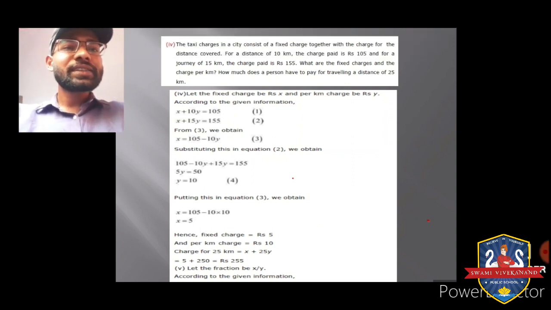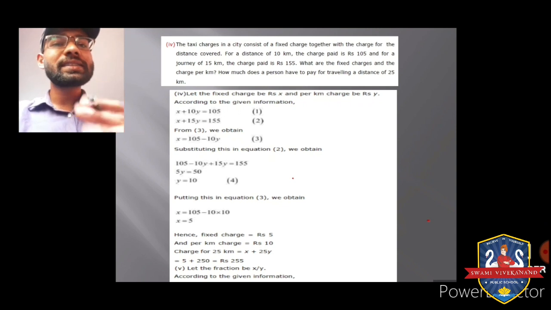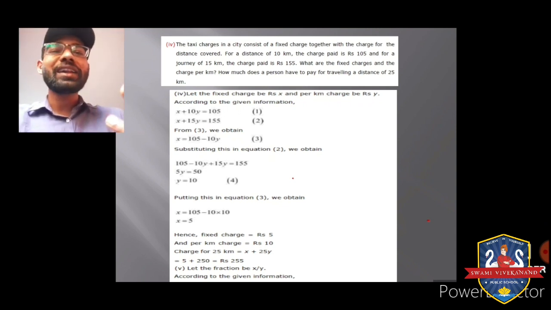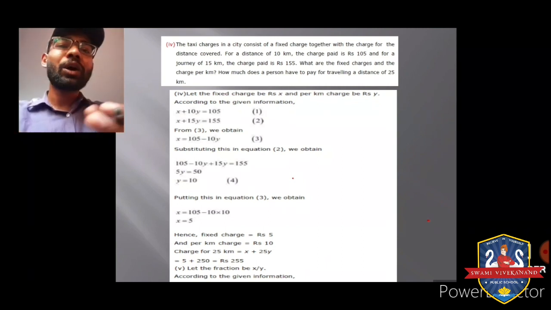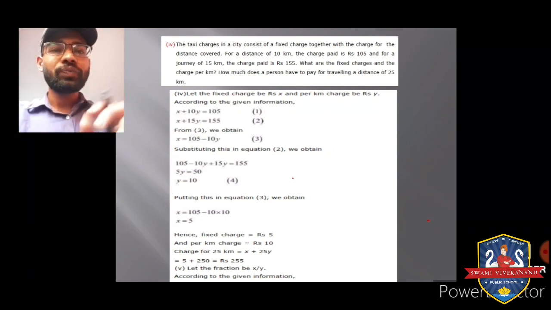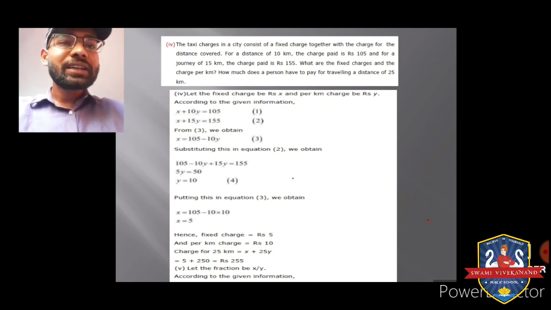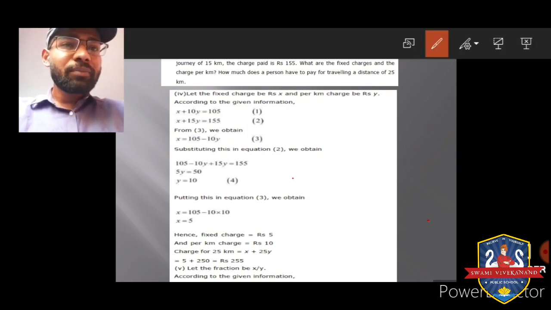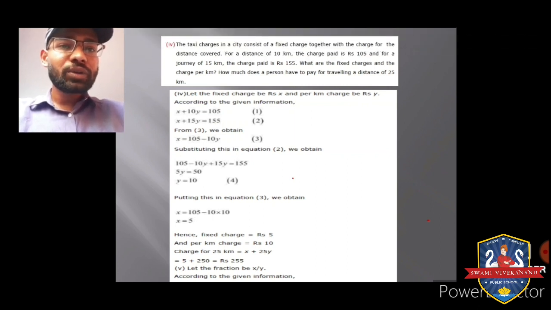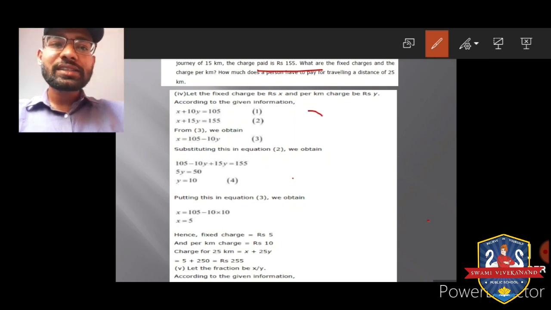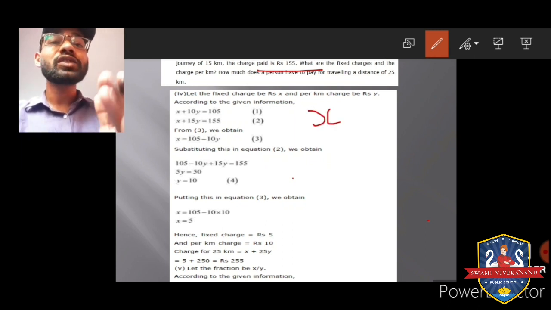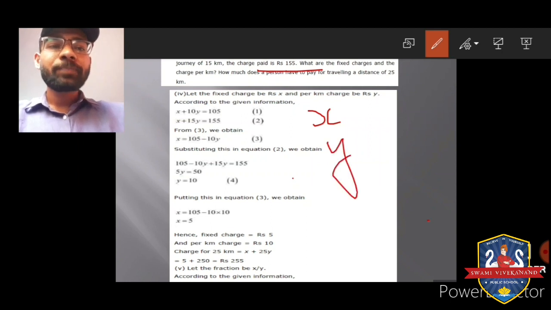A taxi charge consists of a fixed charge along with the distance covered. For example, if you sit in a taxi, it means that you have to pay a fixed amount. After that, you have to pay the amount according to the distance traveled by you. Now, if a person travels 10 km, then the amount paid by the person is 105. If the person travels 15 km, then the amount paid is 155. Now, first of all, we have to find the fixed charge x and the charge per kilometer y.